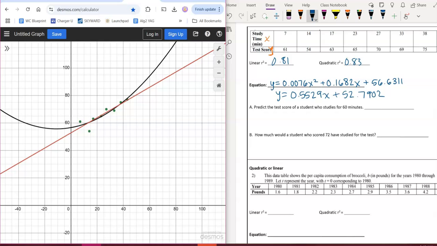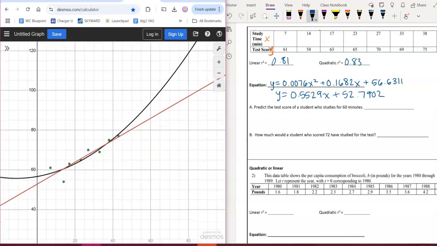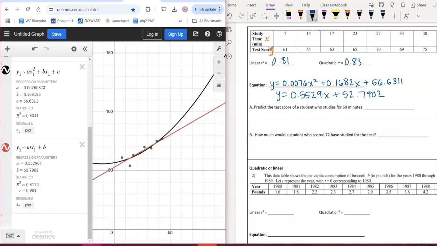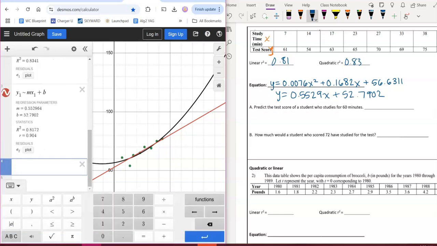If x is 60, shouldn't we just look at x when it's 60? Yeah, so let's look at 60 for x. And with the quadratic, it would be about right here, which is 2, 4, 6, 8. Looks like about 94. I'm not so great with Desmos, but I think we can also type in here x equals 60, and you can see what the value is at that point.